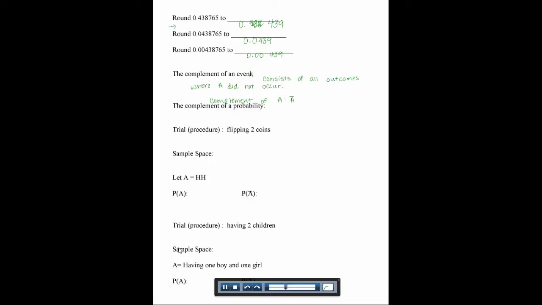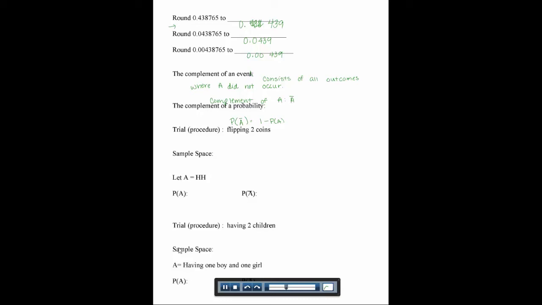If we want to find the probability of that, it would be P of A bar. And to find that, we can take 1 minus P of A, because the probability of everything happening would be 1, and we'd subtract off the probability of A happening, and we get the probability of the complement. Okay, so now we're actually going to look at some examples.